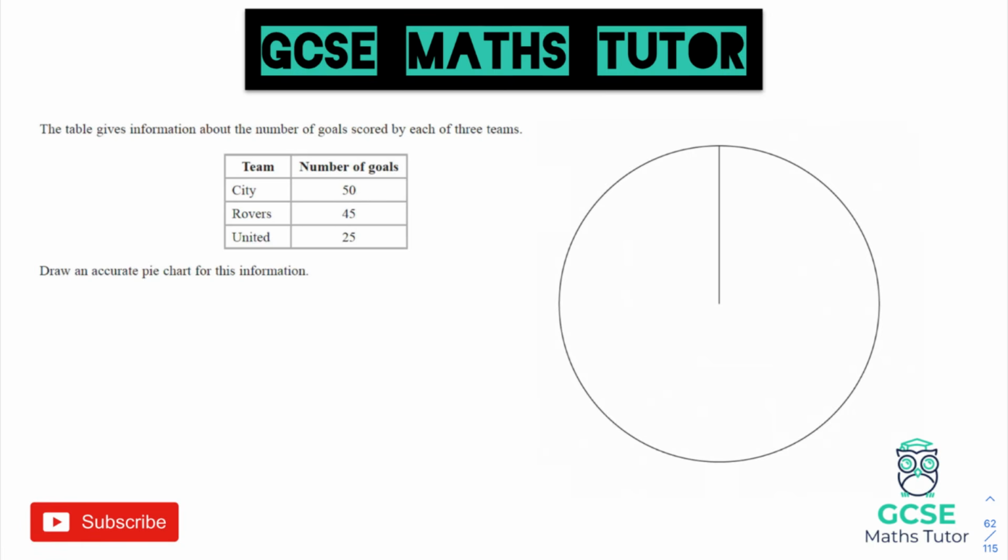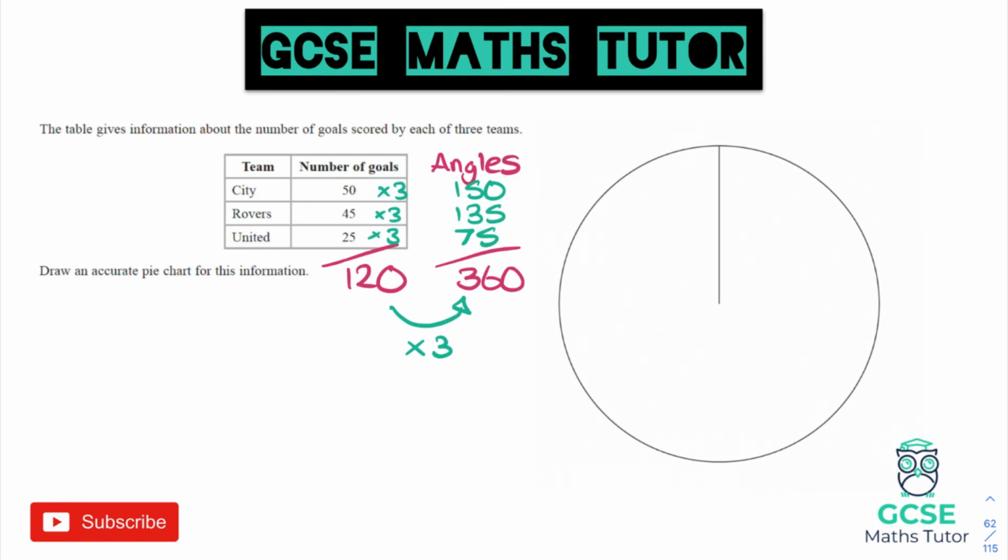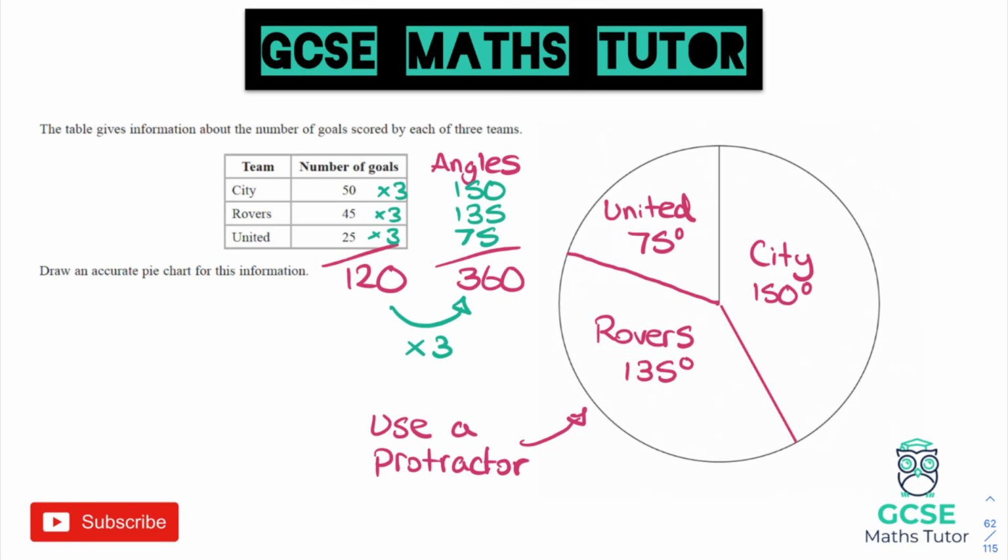For a pie chart, you do have to make sure all the numbers add up to 360, so see what they add up to and how we would get them to get to that total. So 120, we would want to multiply them all by 3 to get a total of 360. From there you can write down what all the angles are, and then you just need to get your protractor out and make sure that you measure it really nice and accurately. Make sure once you've done that you label all the pieces.